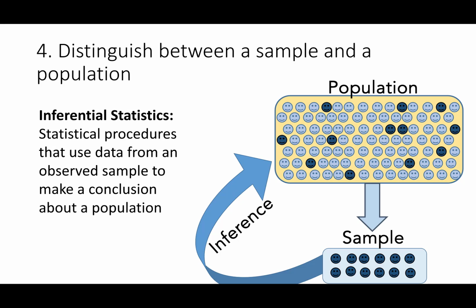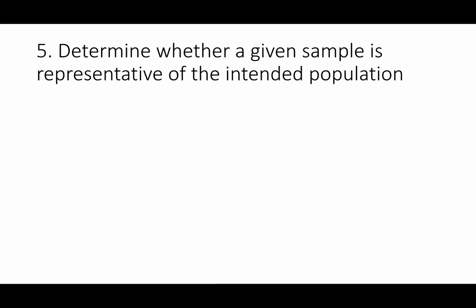The first 3 lessons of the course focus on descriptive statistics, so describing data. Starting in Lesson 4, we'll be working with inferential procedures. In order to use those procedures, we need to know if our sample is representative of the population. This transitions nicely to our next learning objective. Determine whether a given sample is representative of the intended population.